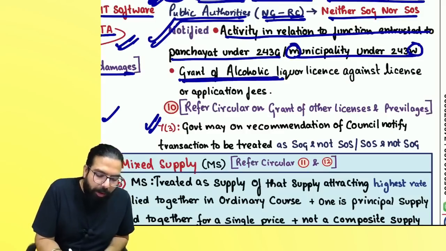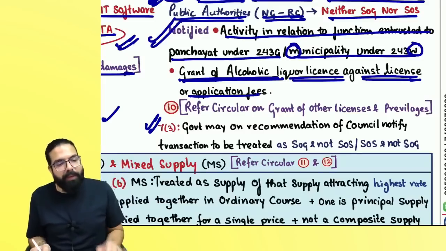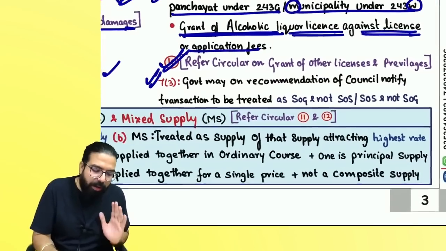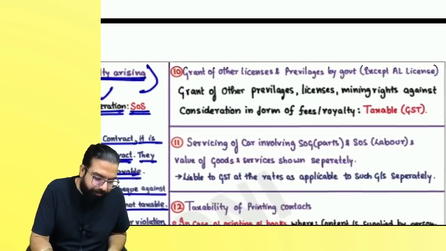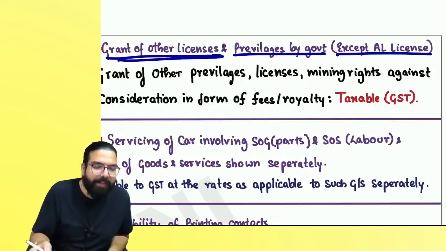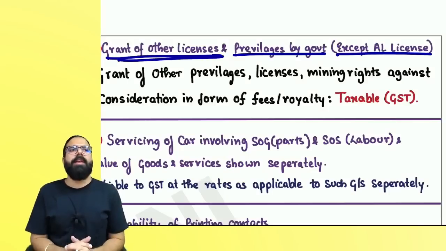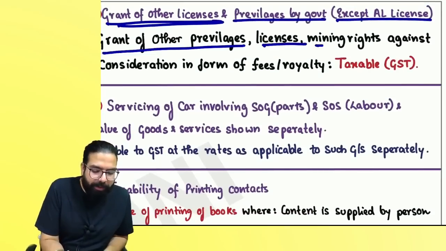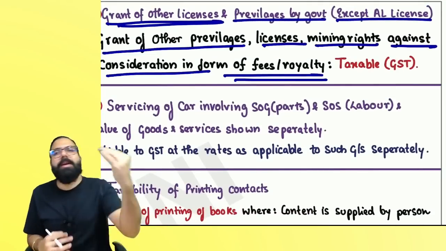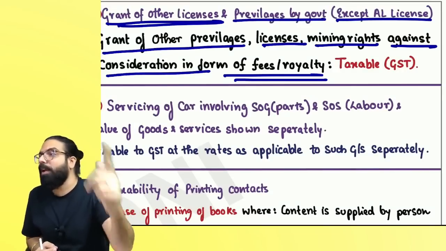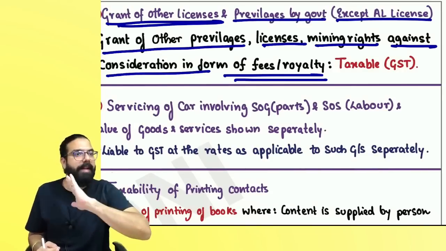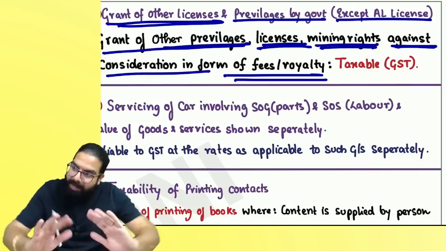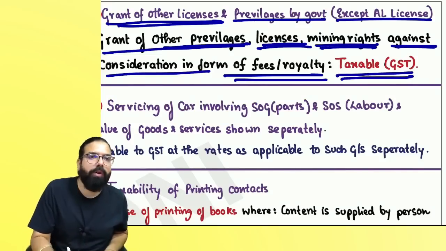And always remember, if the state government is issuing an alcoholic liquor license, the license fees or application fees are also neither supply of goods nor supply of service. Then we have one circular on grant of license fees and other privileges. Grant of other licenses and privileges by the government except alcoholic liquor license. Remember, only for the alcoholic liquor license is the government saying that it is neither supply of goods nor supply of service. What about other licenses? They said grant of other licenses, privileges, mining rights against consideration in the form of royalty. When the government gives any other privileges, license fees and so on, the government clarified that GST will have to be paid. It is not out of GST. Can we go ahead, everyone?